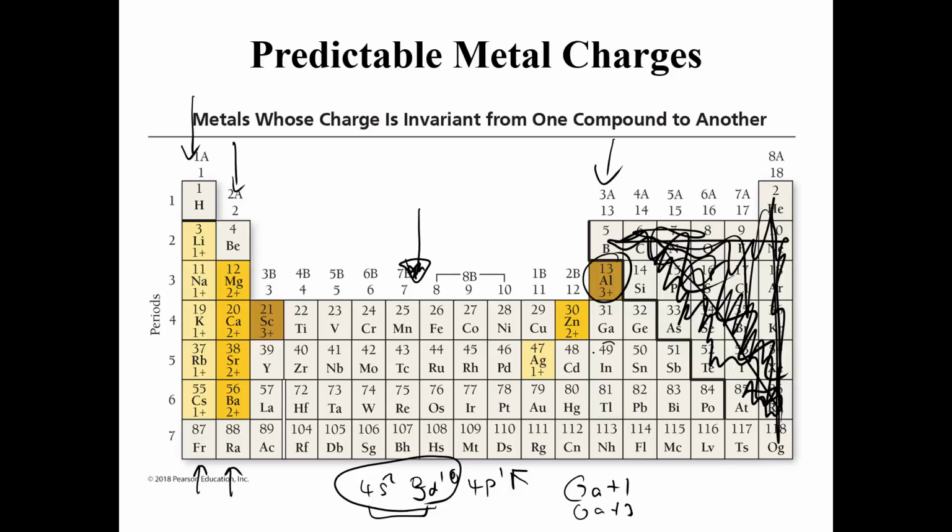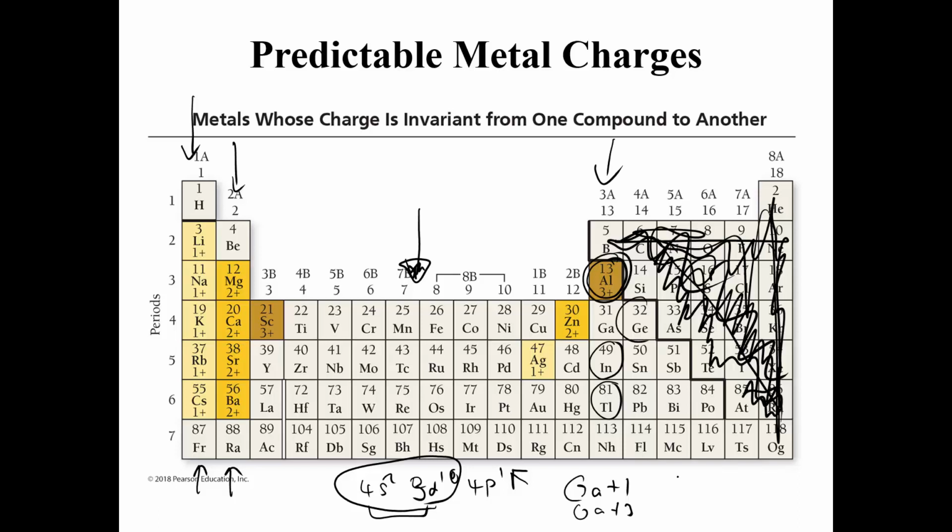The same thing is true for indium. There's the same kind of shielding, so indium can be +1 or +3. Thallium can be +1 or +3. That's due to the inert pair effect, which does not work for aluminum. Aluminum is always going to lose all 3 electrons. By the same logic, we see that for germanium, tin, and lead. Remember, lead was +2 or +4.